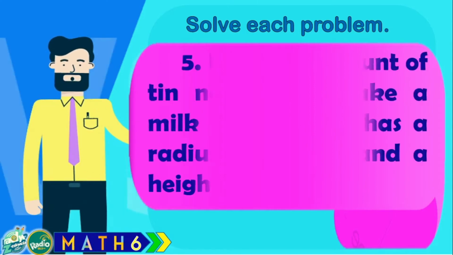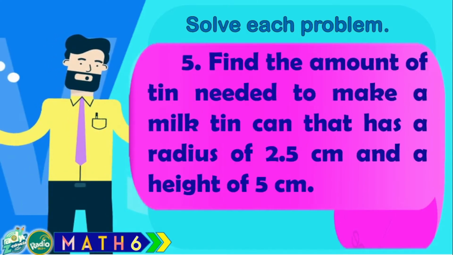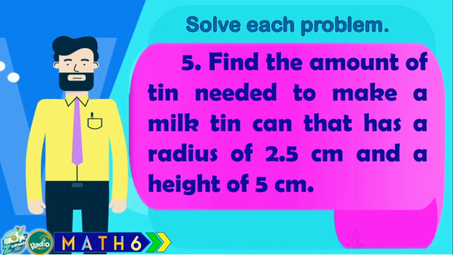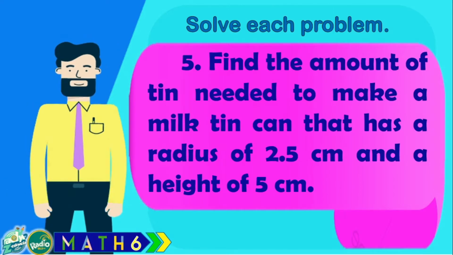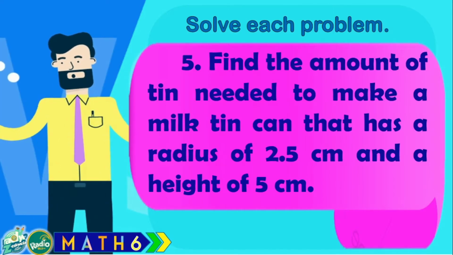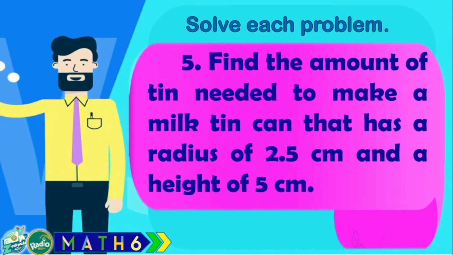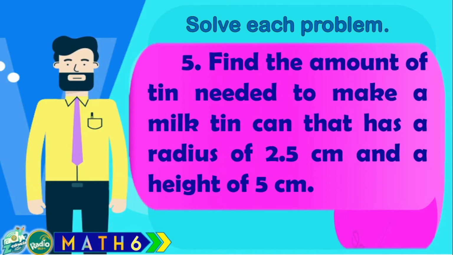And for the last, number 5: find the amount of tin needed to make a milk tin can that has a radius of 2.5 centimeters and a height of 5 centimeters. Again, find the amount of tin needed to make a milk tin can that has a radius of 2.5 centimeters and a height of 5 centimeters.